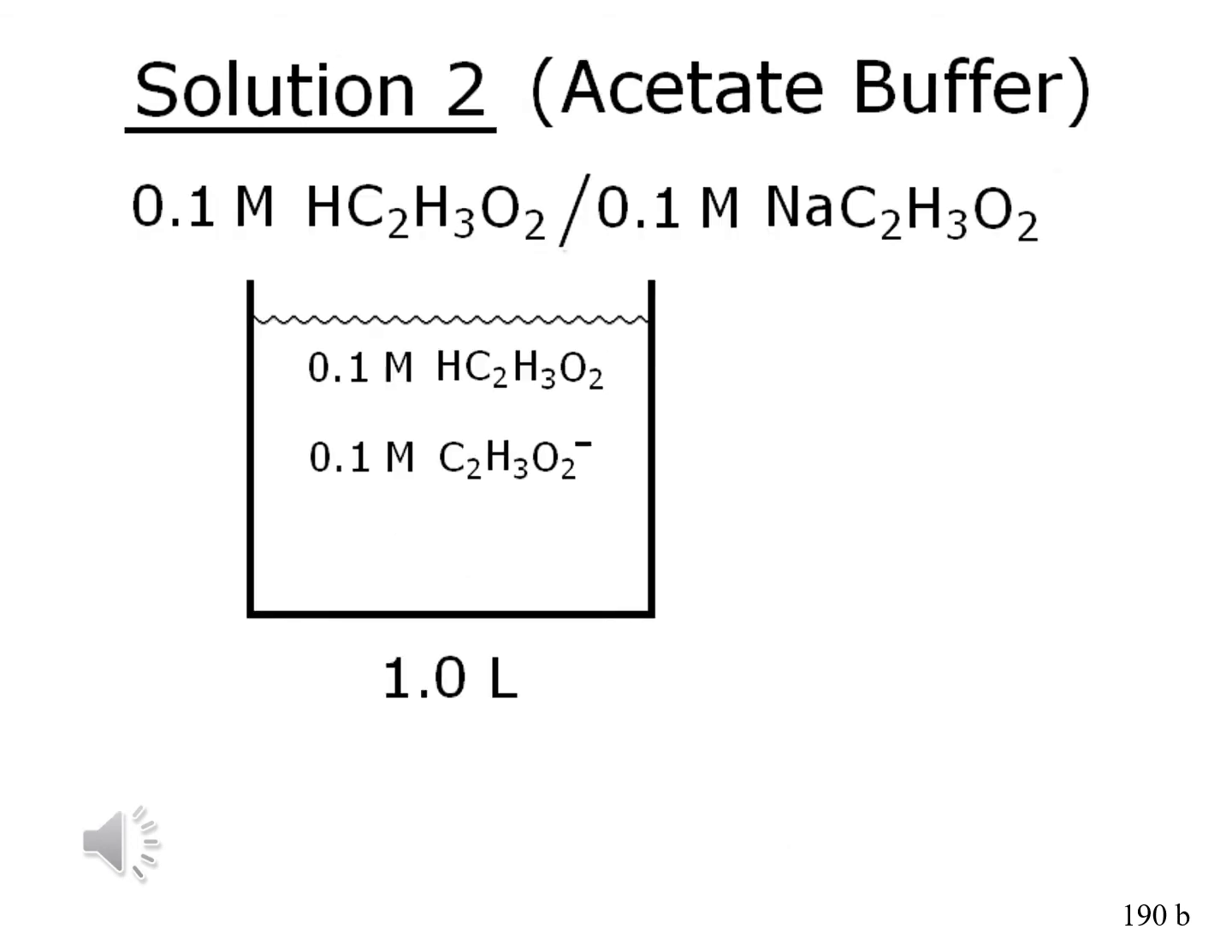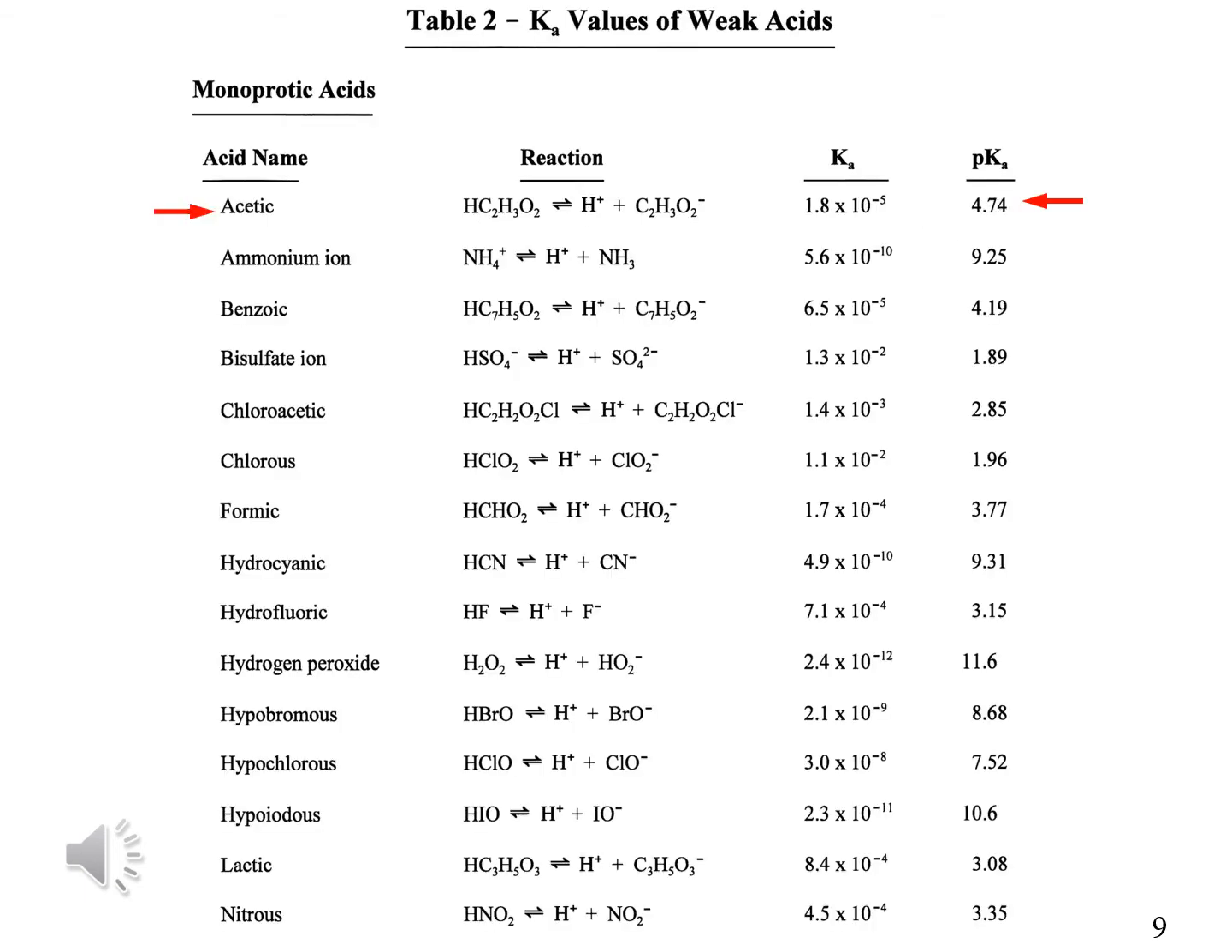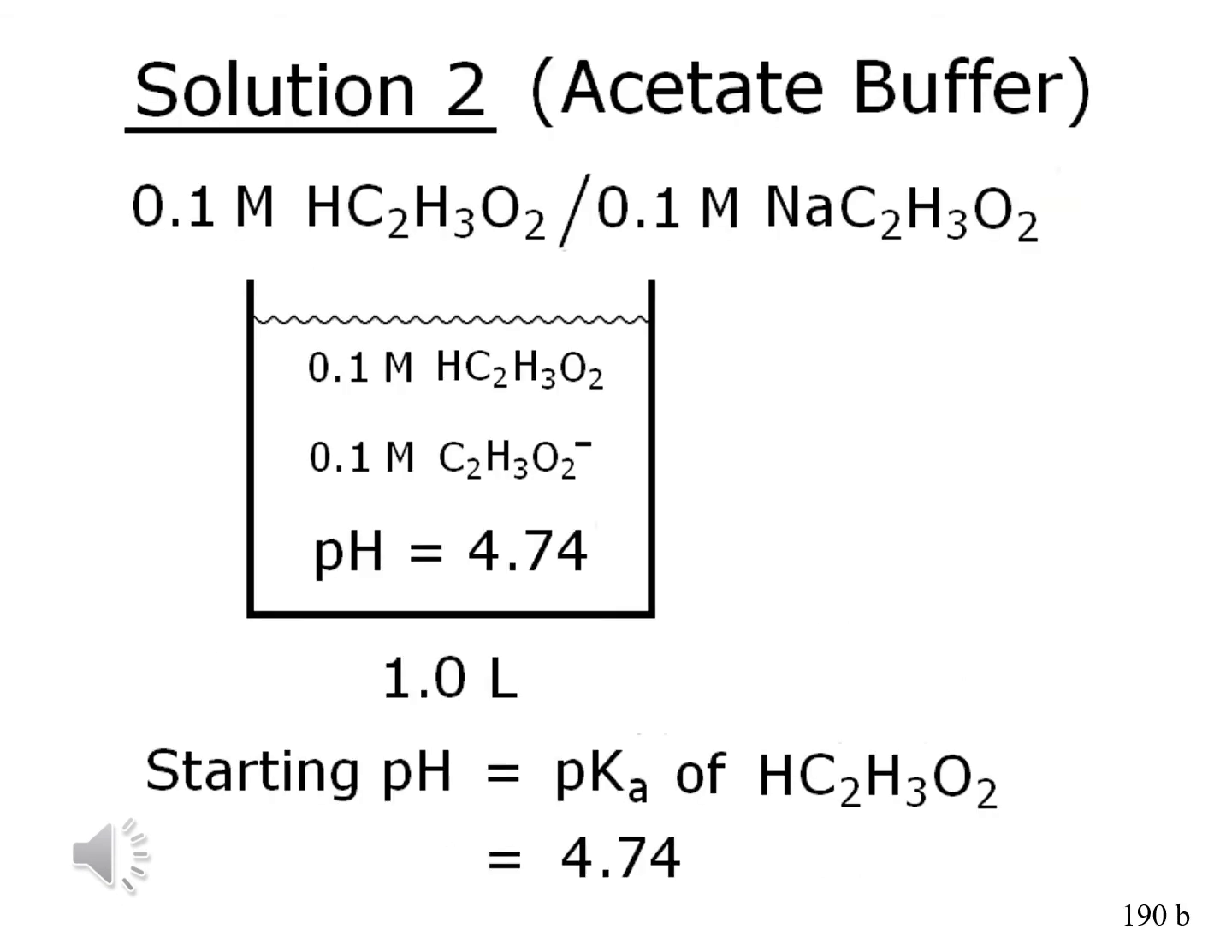The next solution, solution 2, is going to be an acetate buffer. I'm going to dissolve 0.1 molar acetic acid and 0.1 molar acetate in 1 liter. Question is, what's the pH? This is an equimolar buffer, so all we have to do is look up the pKa. The pKa is 4.74, so that's also the pH of the equimolar buffer. So this is solution 2, which is the same pH, same volume.